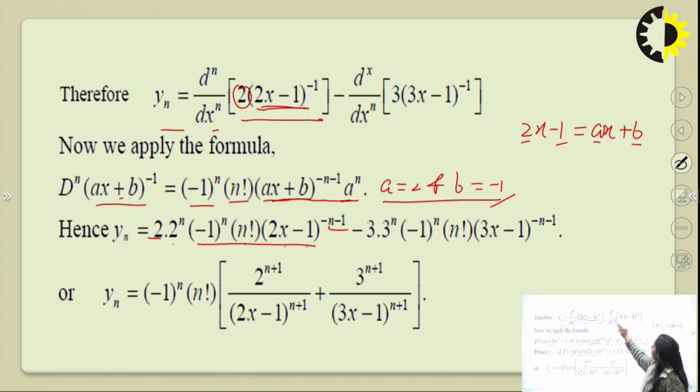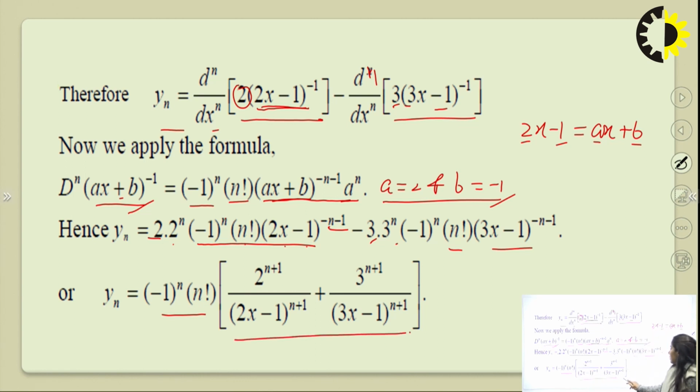Now again, we will find the nth derivative of this function. Here this is a constant term, so it will be as it is. Now for the nth derivative of (3x minus 1) power minus 1, we put the value of a equal to 3 and b equal to minus 1 in this nth derivative. So it will be minus 3 into 3 power n, (minus 1) power n, factorial n, (3x minus 1) power minus n minus 1. Now here (minus 1) power n factorial n is common, so we will get this.